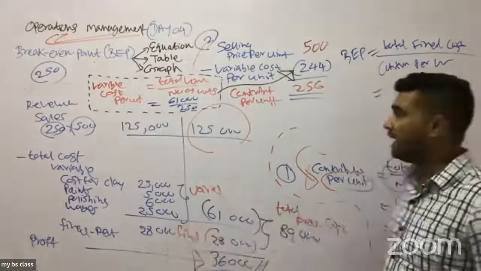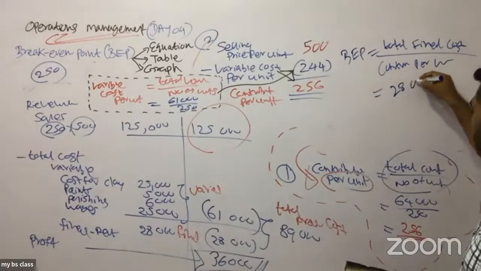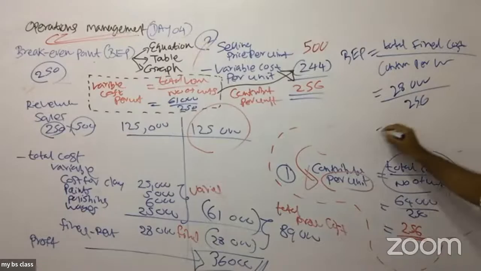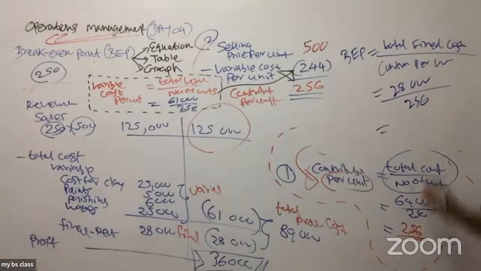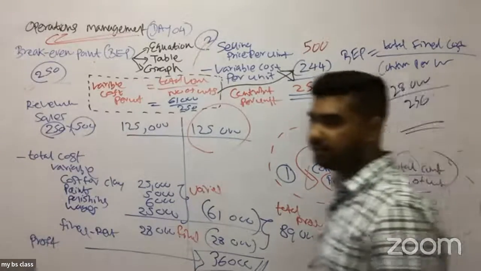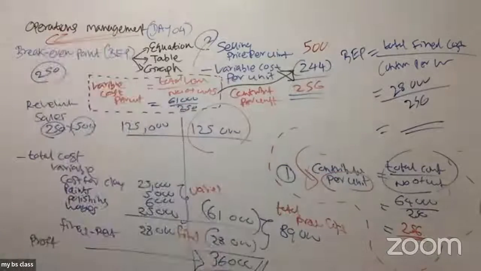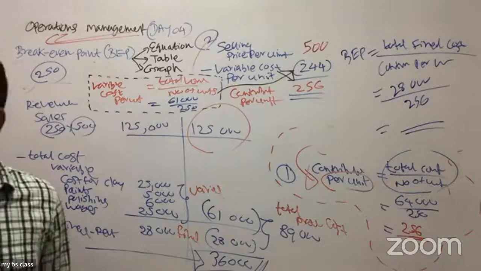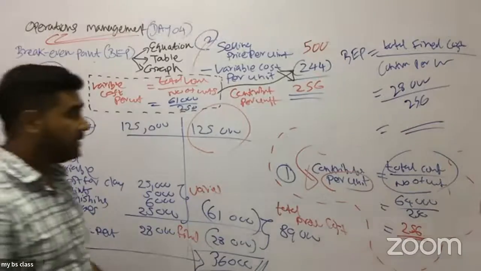Only rent, right? So 28,000 divided by contribution per unit. What is the amount? 256. Right? Here then, 28,000 divided by 256. You are getting 109.375.